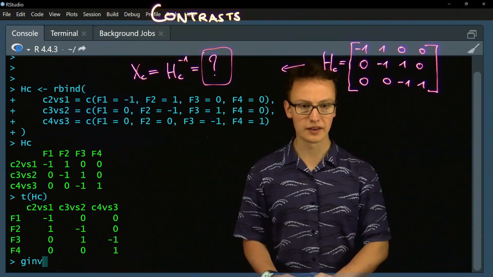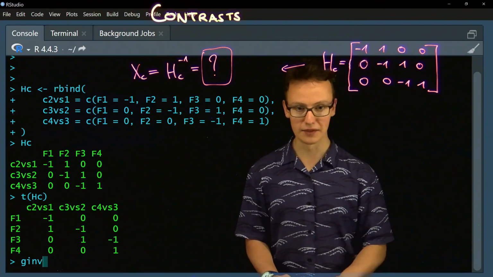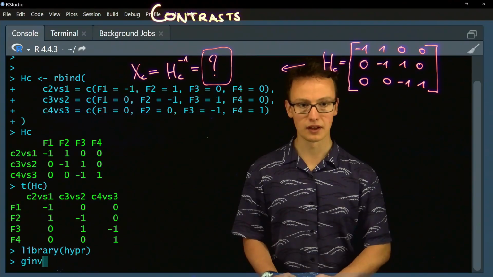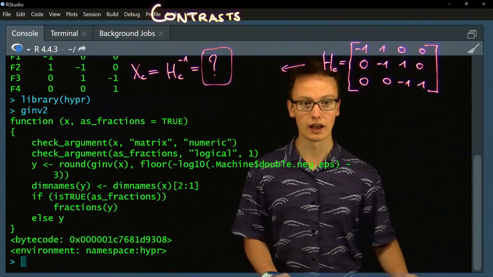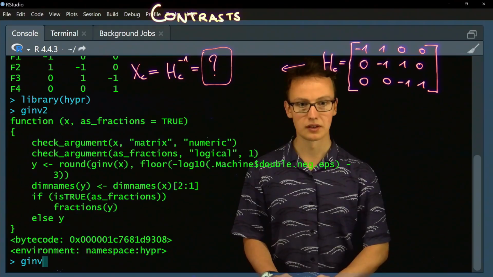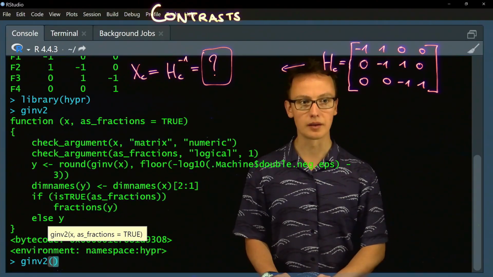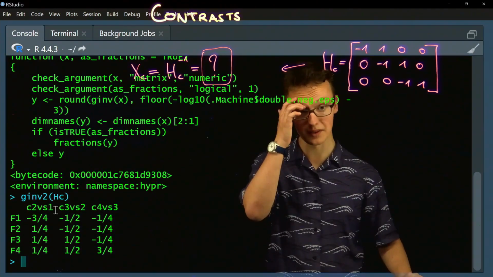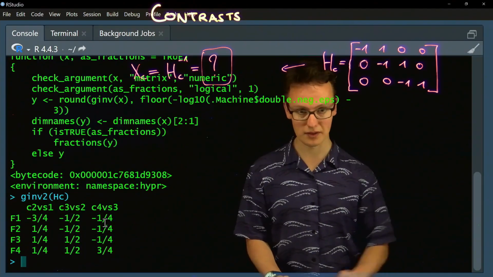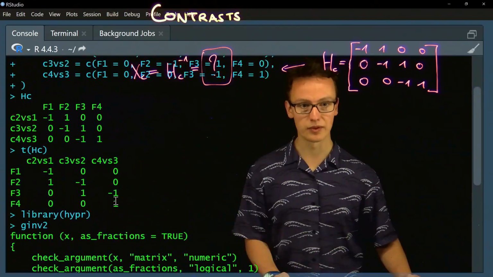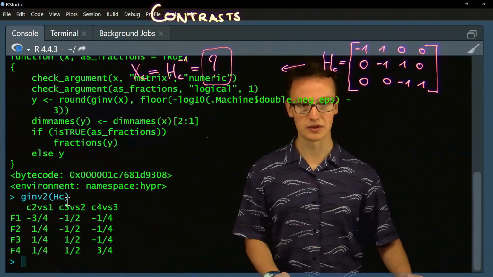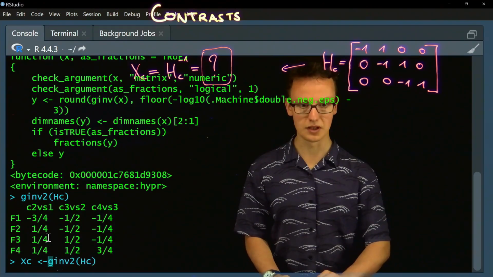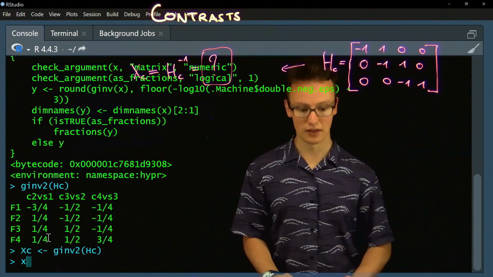If we don't want to define this genv2 function ourselves every time, we can also actually load the hypr package, which contains the genv2 function by default. So we can just do genv2 and then apply it to our hypothesis matrix. And this will give us the contrast matrix as a result. So compare, this is the contrast matrix, and what we had before here, this was the hypothesis matrix. So we could actually save this as xc, right? That's what we usually call our contrast matrix.